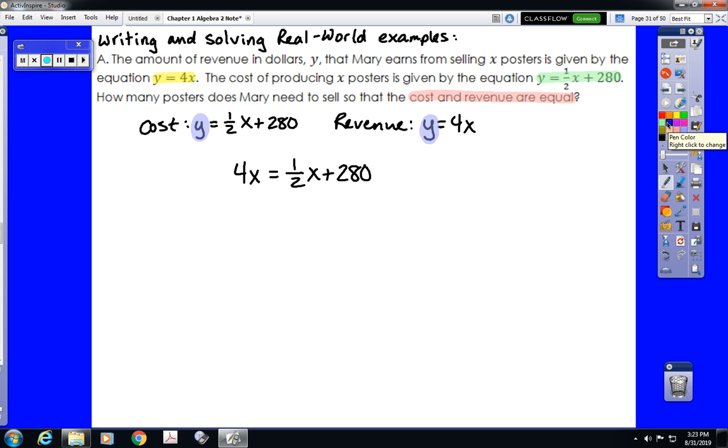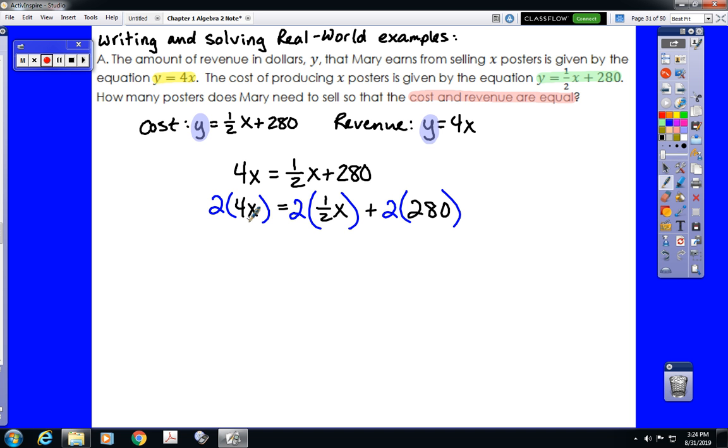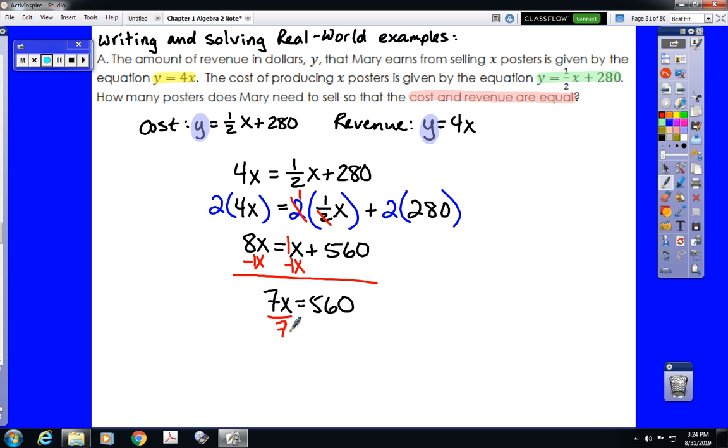So our process says clear fractions, so we're going to do 2 times each thing, which will cause the 1/2 to cancel with the 2 in front of it, giving a 1. We'll multiply that out, which gives us 8X equals X plus 560. Then we will subtract an X from each side. Now don't be that guy that doesn't realize there's a 1 there. That's 7X equals 560. And then divide by 7, which gives us an answer, X equals 80.